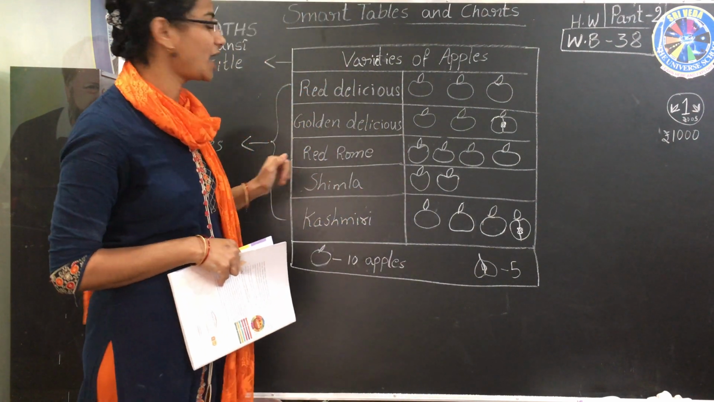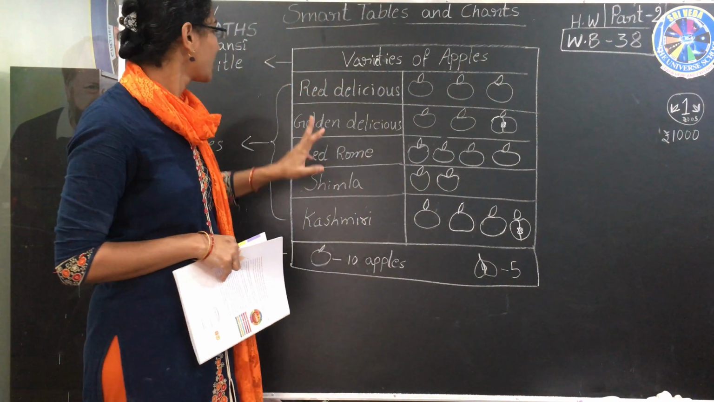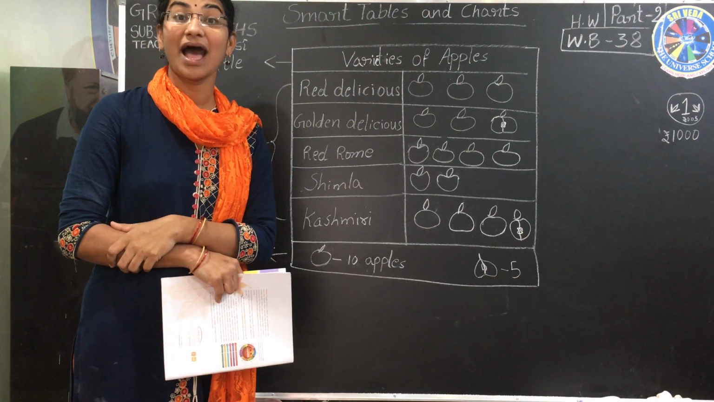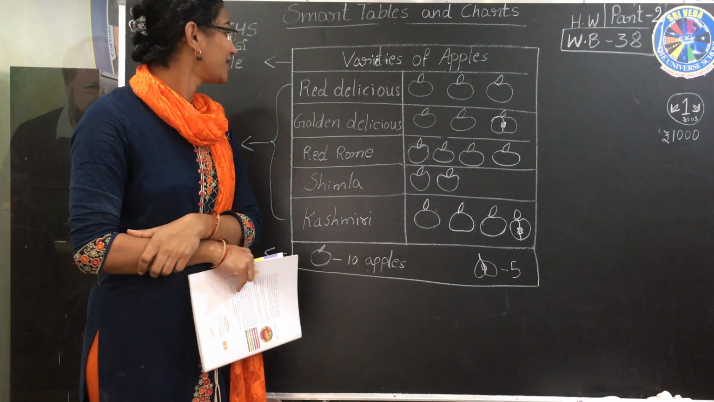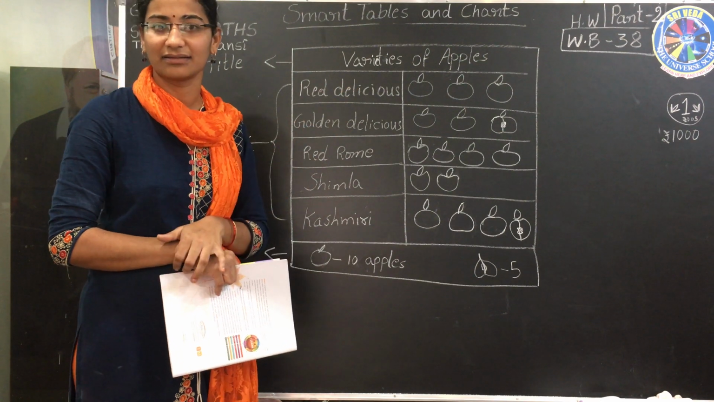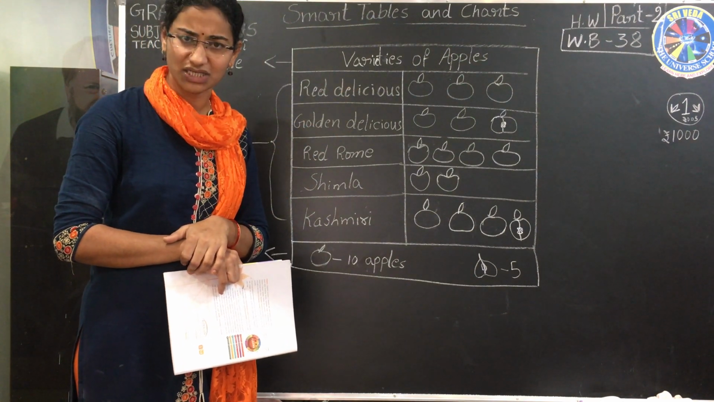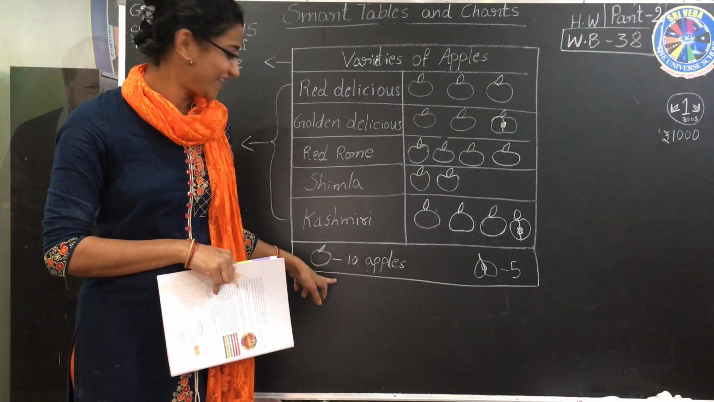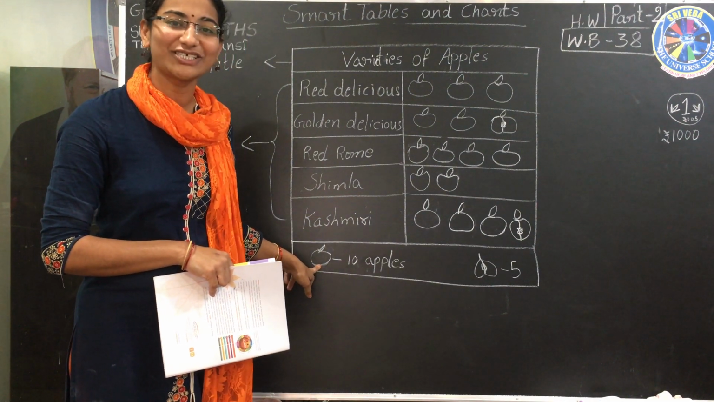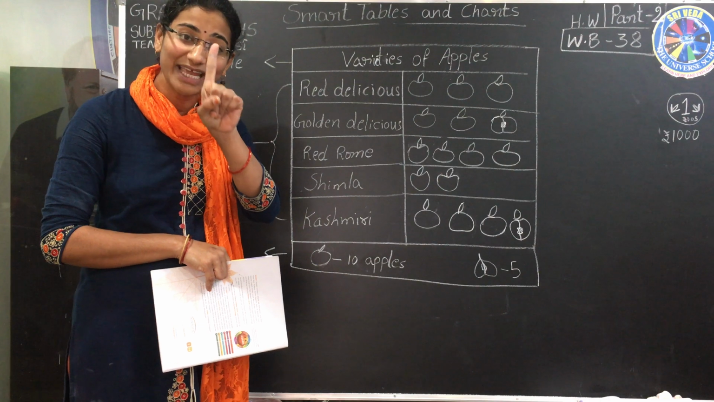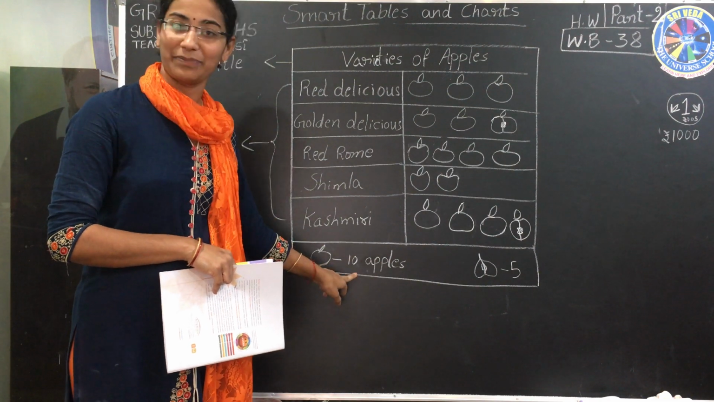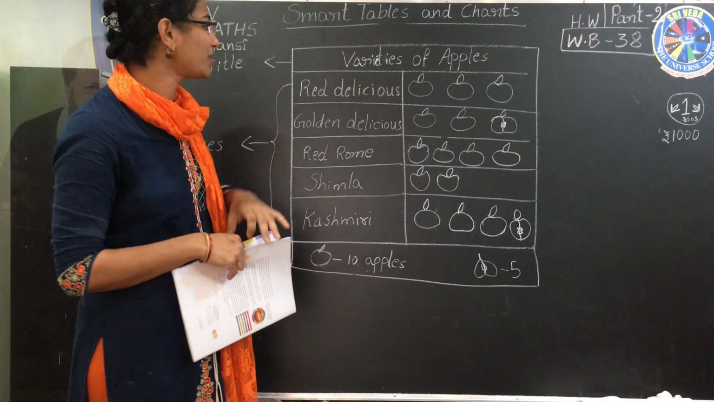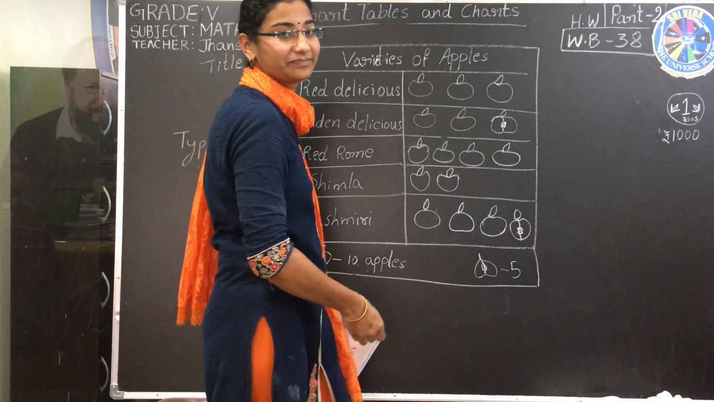Now I'll ask a question. How many Red Delicious apples are there? How many Red Delicious apples are there? 3 apples, ma'am. Is it right? No, that is not right. We should remember the key. One apple picture equals 10 apples. Then remember like that. So 10.